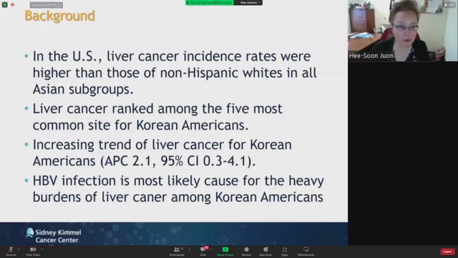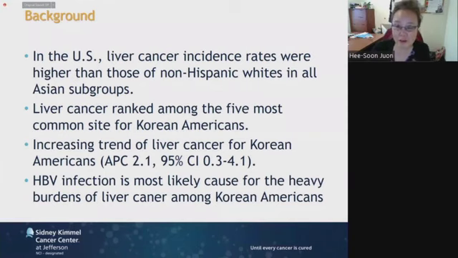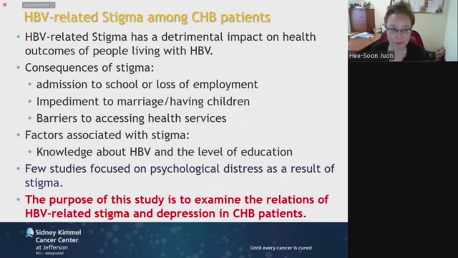So if we look at the background, in the USA, liver cancer incidence rates were higher than those of non-Hispanic white in all Asian subgroups. Liver cancer ranked among the 5 most common sites for Korean Americans. There is an increasing trend of liver cancer for Korean Americans. Annual percent change is about 2.1%. Hep B infection is the most likely cause for the heavy burden of liver cancer among Korean Americans.